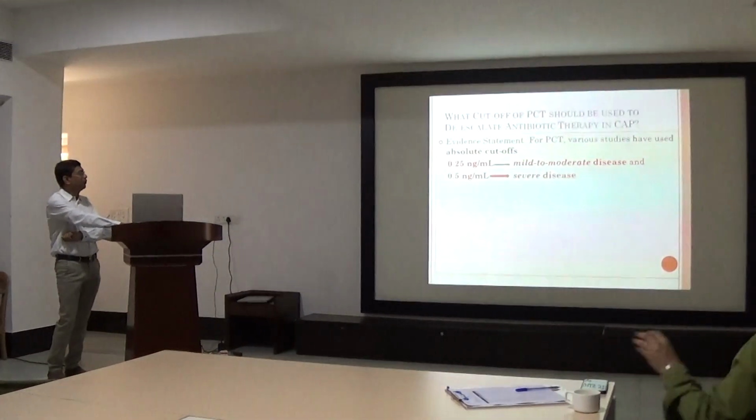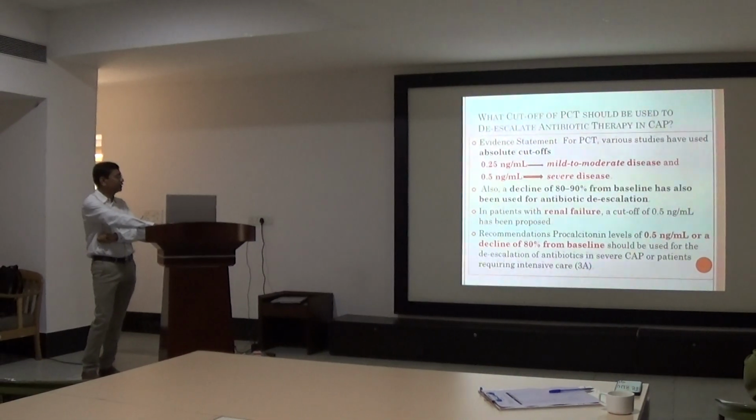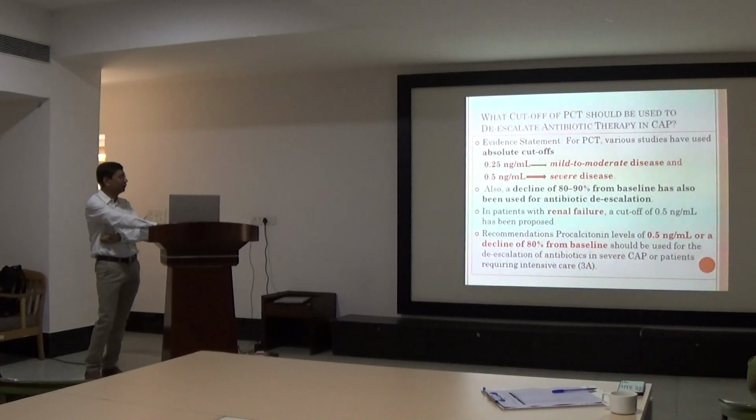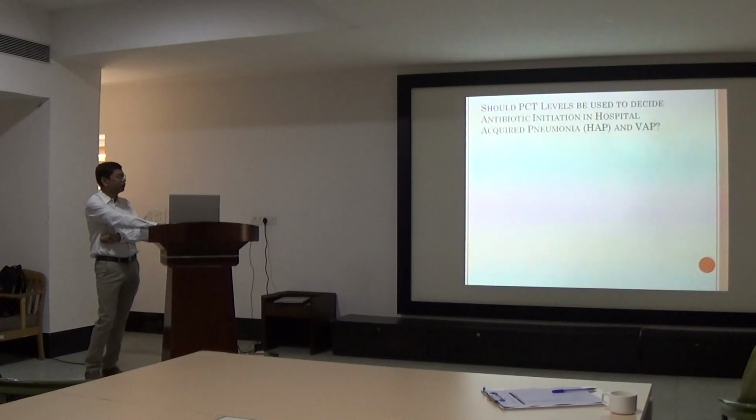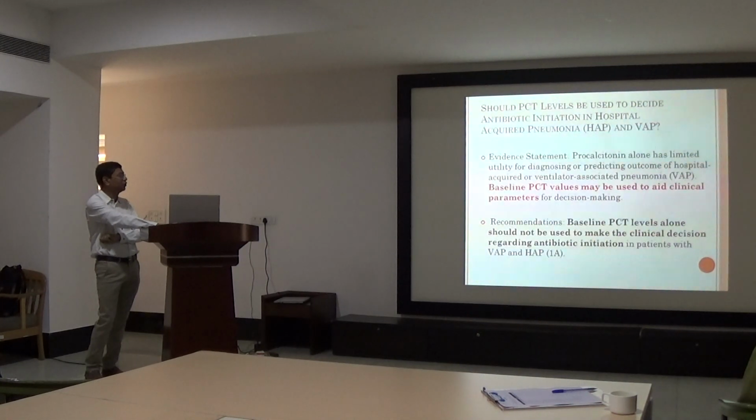So the cutoff value is 0.25, 0.5. In severe disease or renal failure, it is double the cutoff value. Another point is the same guideline applies for hospital and ventilator associated pneumonia.